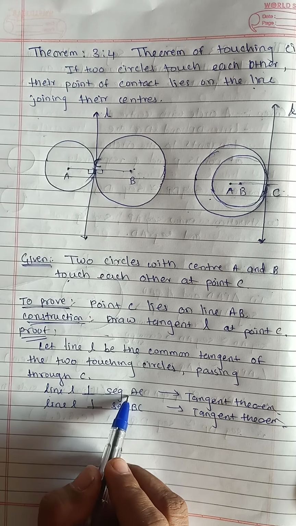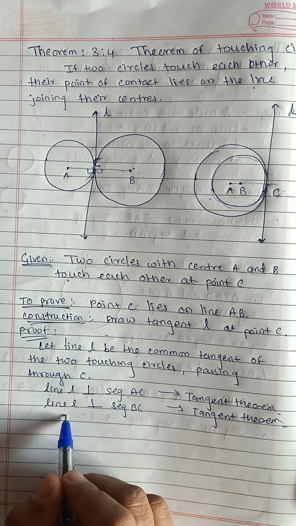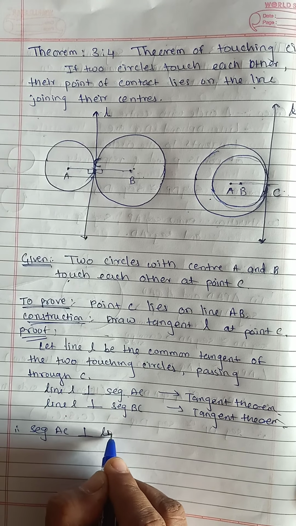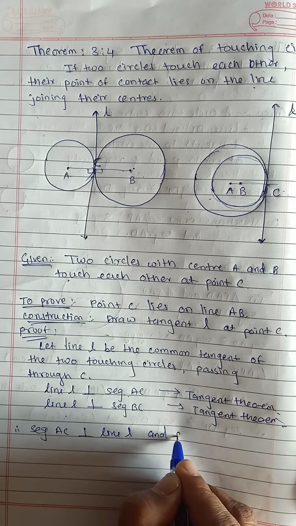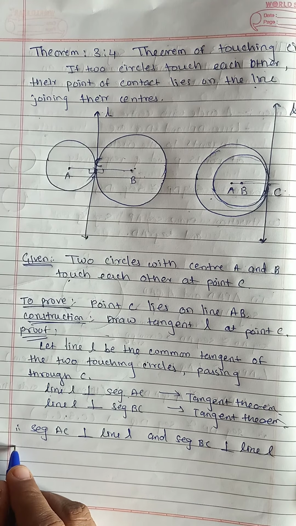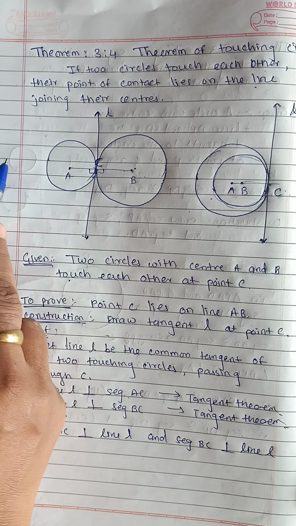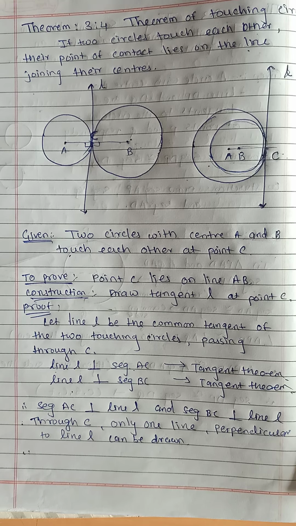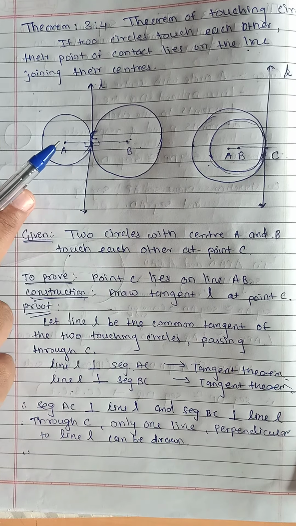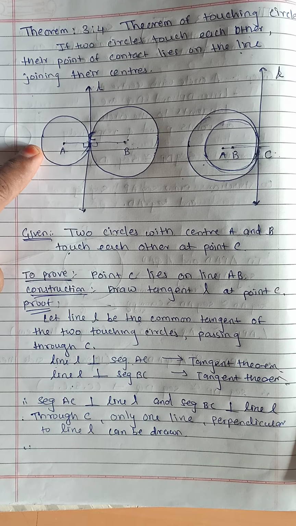Now as line L is perpendicular to AC, that means AC is perpendicular to line L, and seg BC is also perpendicular to line L. Therefore, seg AC is perpendicular to line L and seg BC is perpendicular to line L. But through C we can draw only one perpendicular line to line L. Through point C we can draw only one line which is perpendicular to line L. So this is the only line we can draw perpendicular at the point C.